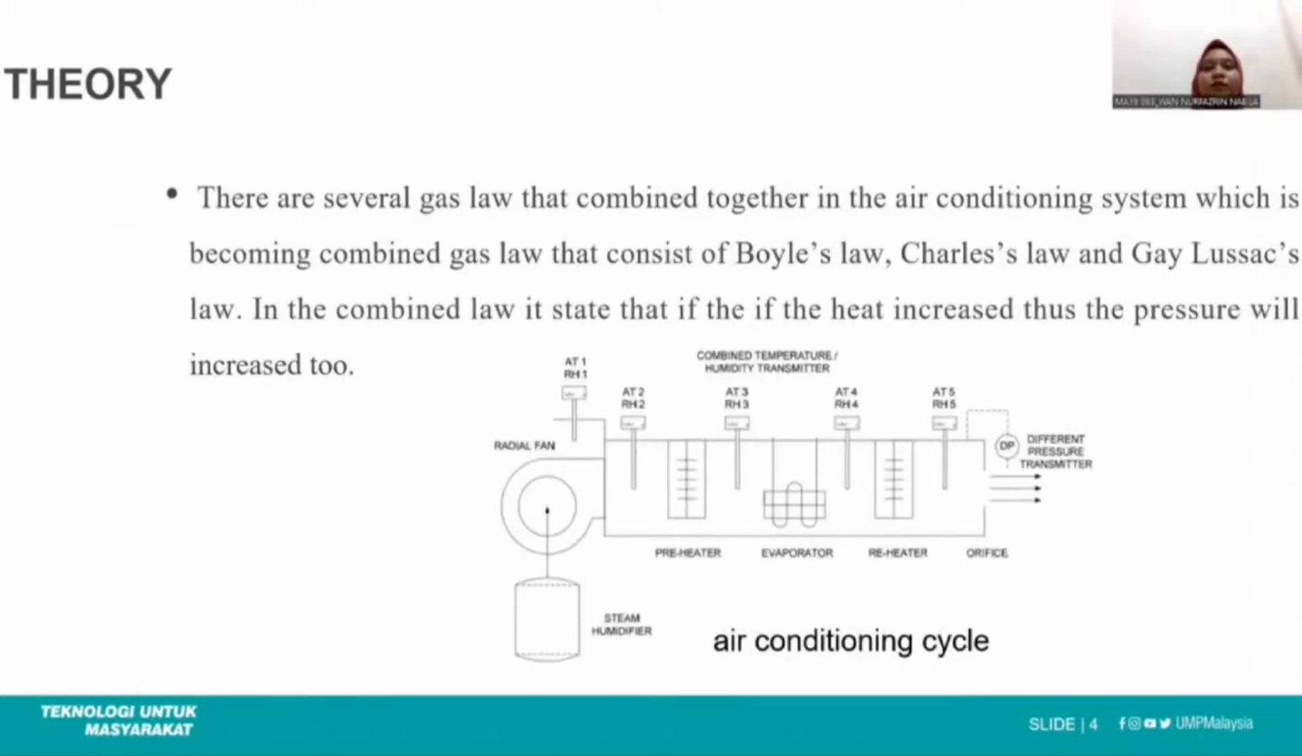The theory of our lab is that there are several gas laws that combine together in the air conditioning system, which become the combined gas law that consists of Boyle's law, Charles' law, and Gay-Lussac's law. In the combined law, if the heat increases, then the pressure will increase too. The diagram shows the air conditioning cycle for our lab.